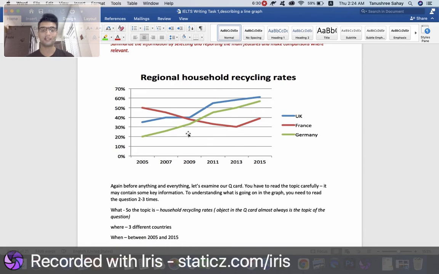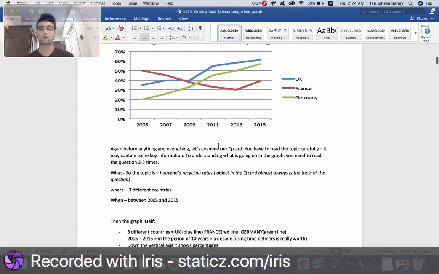So before anything and everything, let's examine our cue card. So as I wrote before here, you have to read the topic carefully, because it may contain some key information that has to be mentioned in the introduction part, or maybe the overall part.